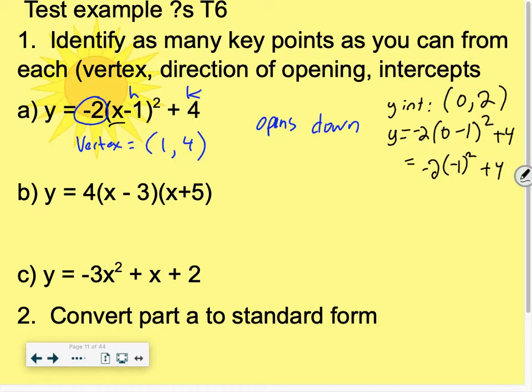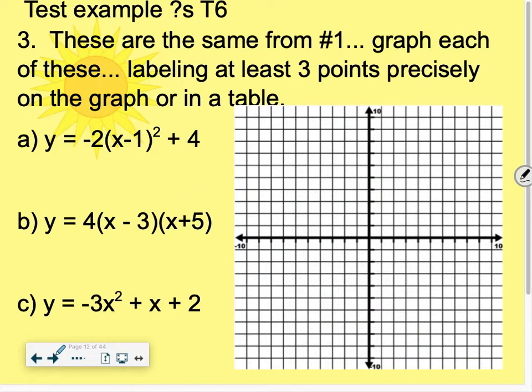I'm going to jump ahead to the graph of that one while we're on that one. So to graph this, for sure you need the vertex, and you need at least 1 point on each side of the vertex. So my vertex is 1, 4. So I go over 1, up 4, and I put a point. And my y-intercept was 0, 2.